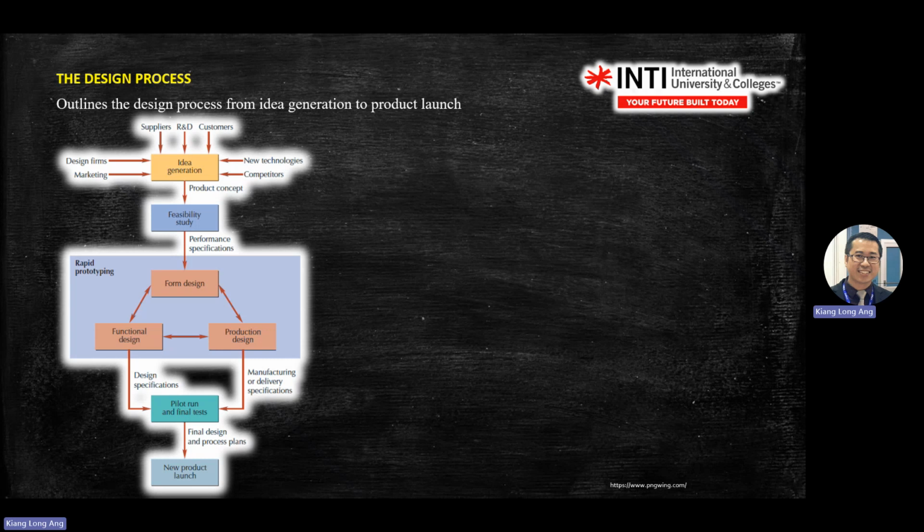So this one will study the manufacturing process, equipment needed for the process.